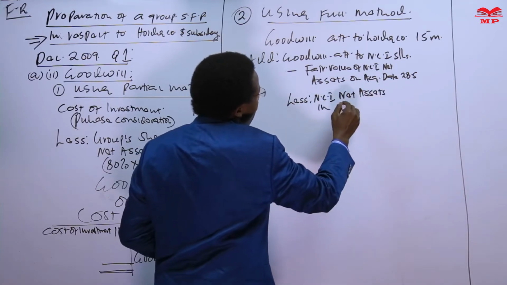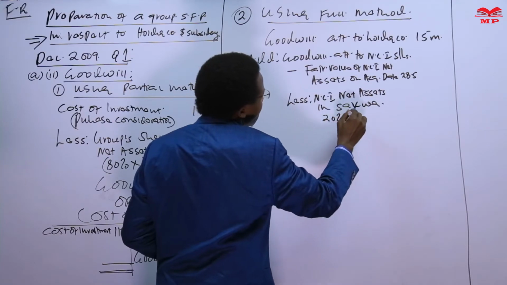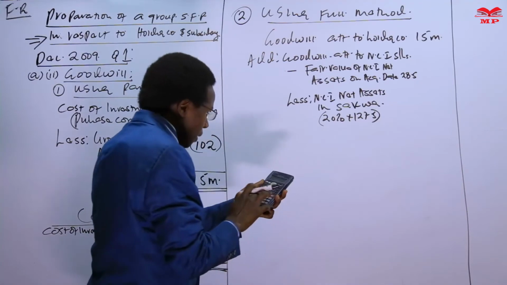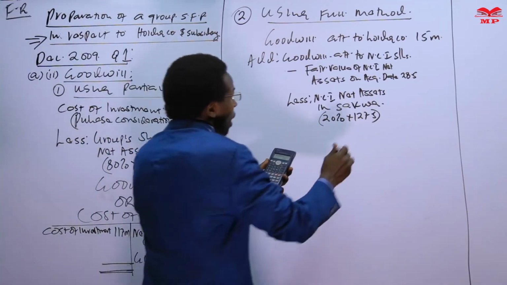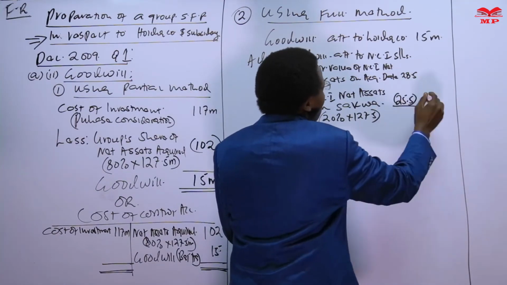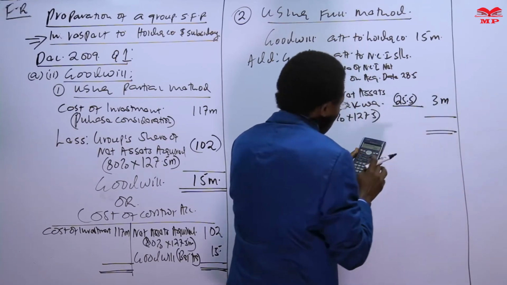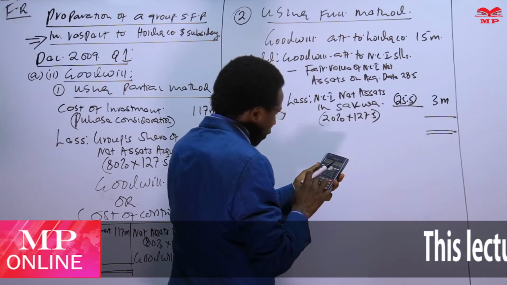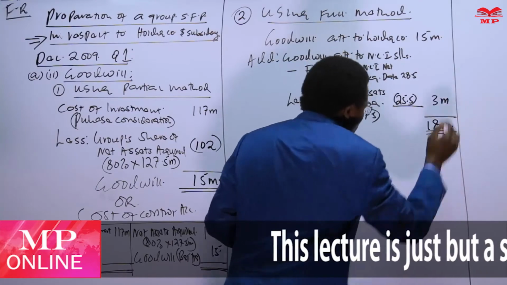in SACCO, which we found out will be 20% of 127.5. What will that be? 20% of 127.5 is 25.5 million. If you subtract this, then you will get 3 million. So the total will be 28.5 minus 25.5, yes, 3 million. So that we get 18 million.